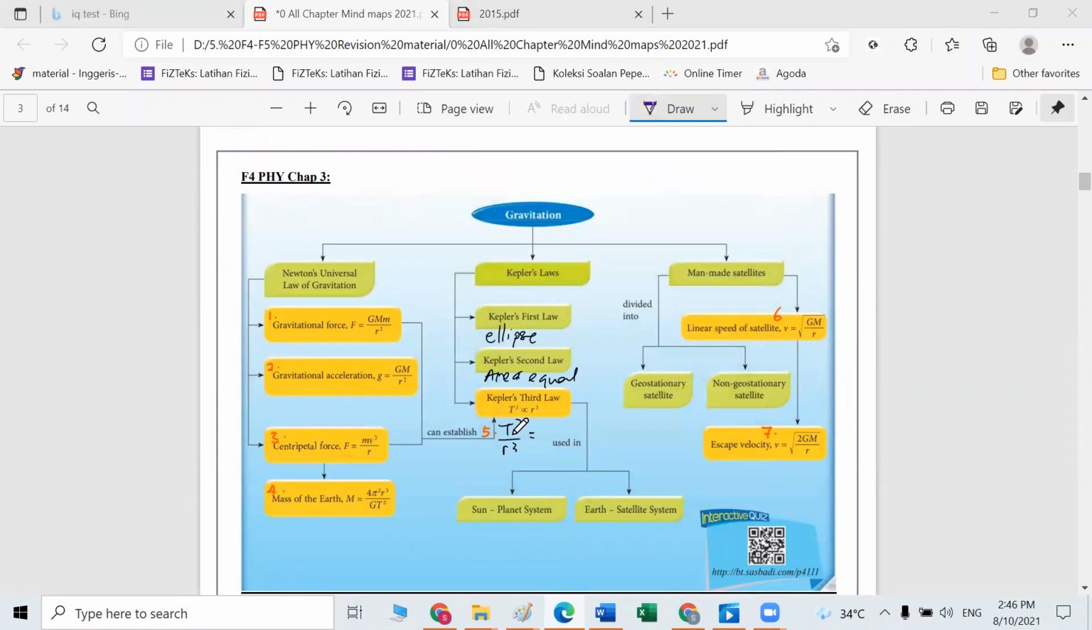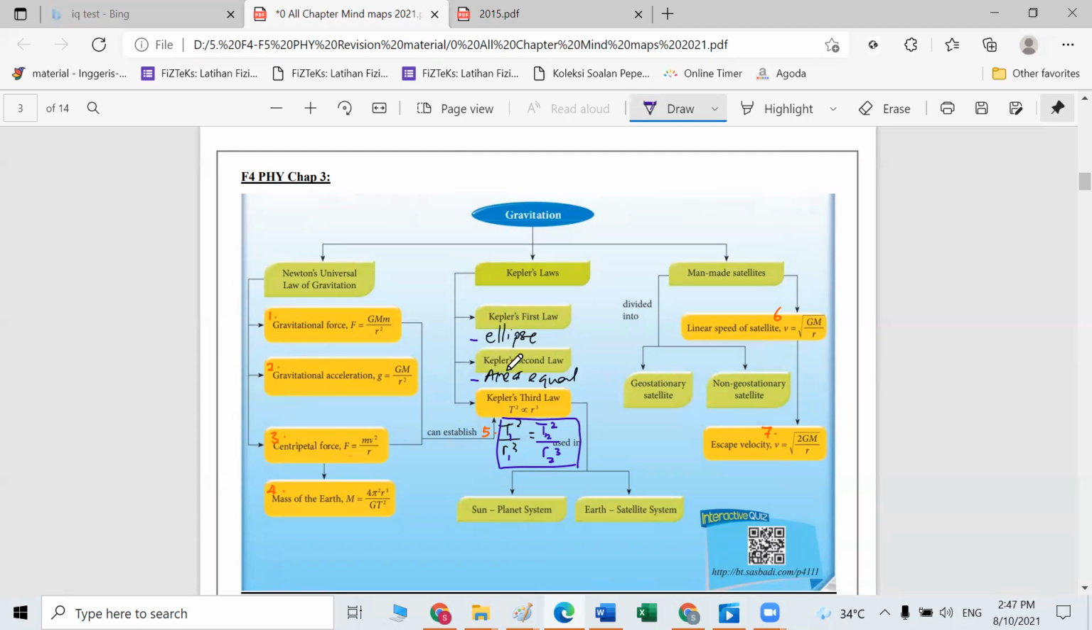So T1 square over R1 cube equals to T2 square over R2 cube. Okay, this is Kepler's third law. First law is saying all of the planets surround the sun in elliptical form. Then Kepler's second law is the area will be equal when it sweeps from the sun to the earth.